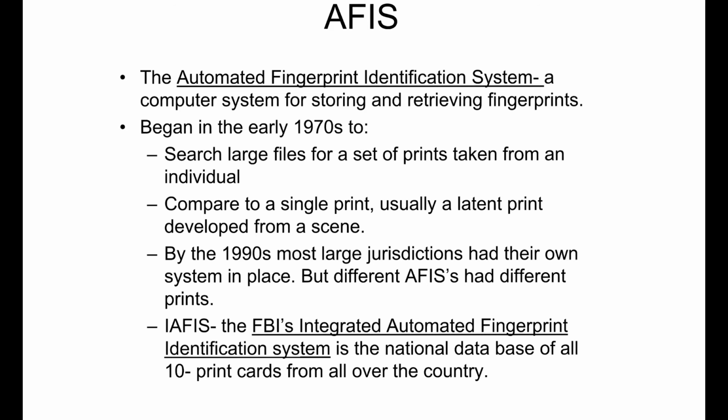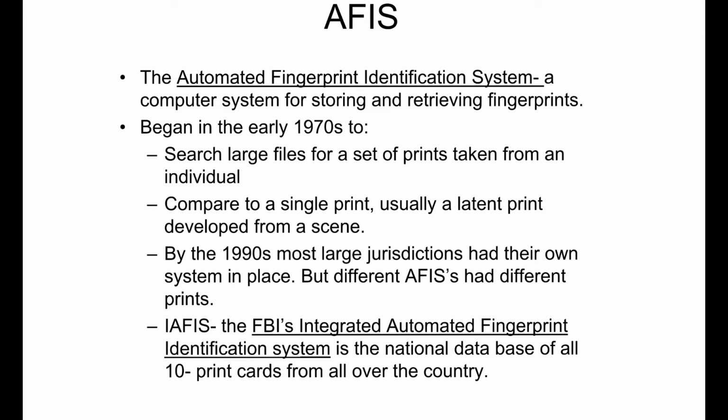So we mentioned AFIS before when we talked about the history of fingerprints, but let's go through and talk about AFIS again. AFIS stands for Automated Fingerprint Identification System, and it's a computer system for storing and retrieving fingerprints. It got fully computerized in the 1970s, so at that point we were able to search large files for sets of prints. We were able to compare a single print, and by the 1990s, nearly every large police jurisdiction had their own system in place.